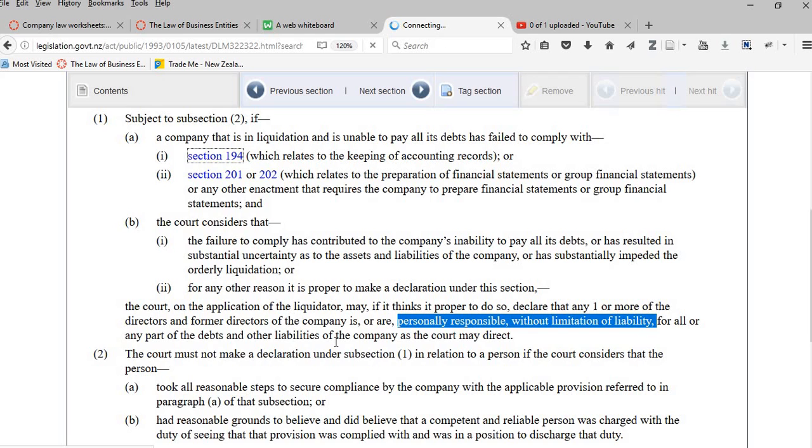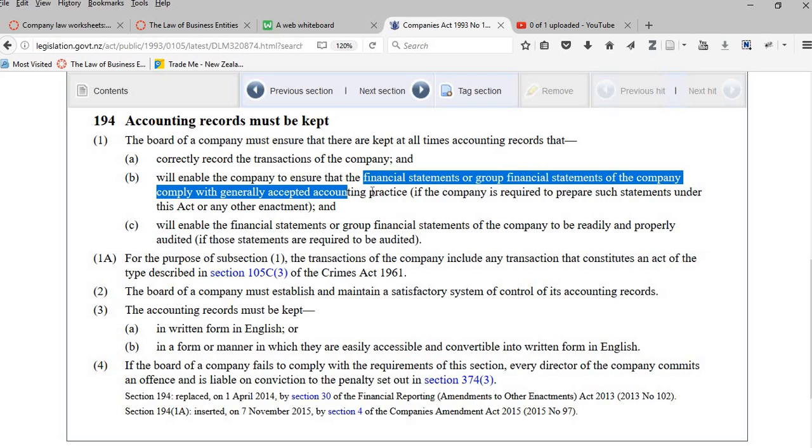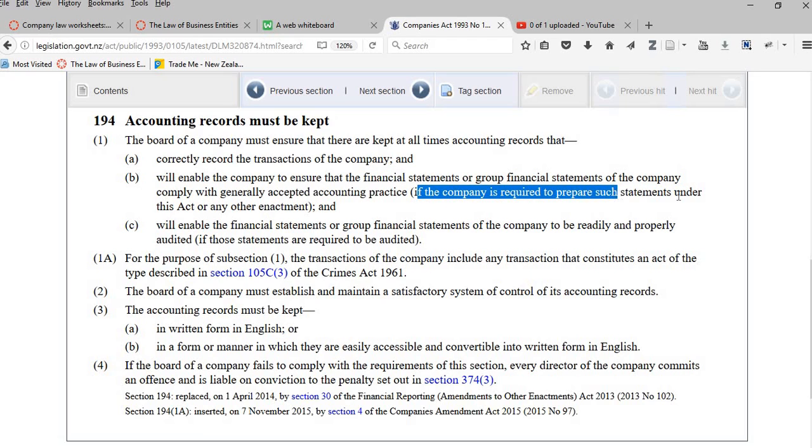Now, the basic requirement for accounting records is that you have records that correctly record the transactions of the company, so those are your source documents, and enable that the financial statements or group financial statements will comply with accepted accounting practice. Now note in brackets, if the company is required to prepare such statements under this Act or any other enactment. So small companies often do not need to prepare full financial accounts. So the question is, what is acceptable for that company to comply with Section 194?